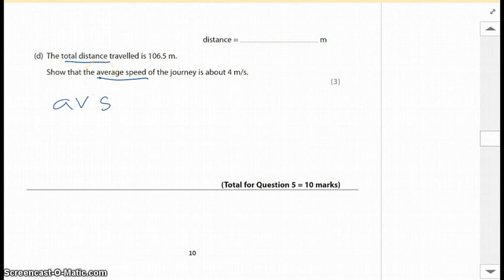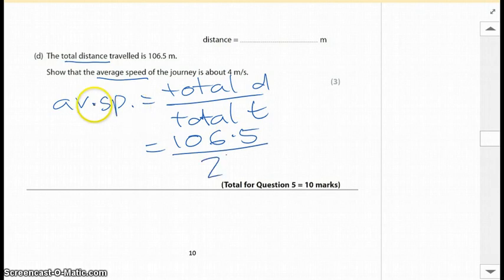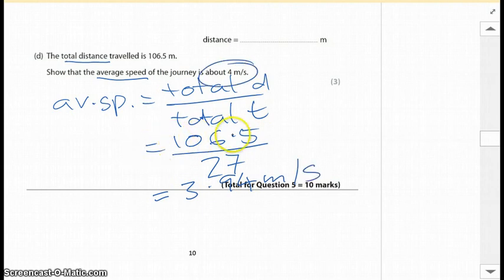Okay, so the average speed, the formula for that is the total distance divided by the total time. The total distance is 106.5, and then the time for the journey was 27 seconds. That was the time that they were actually moving for. So if you work that out, it's 3.94 meters per second, and then they've asked us to show that that's about 4 meters per second. So what we do is we do a squiggly equal sign to say approximately equal to, and then that's 4 meters per second.